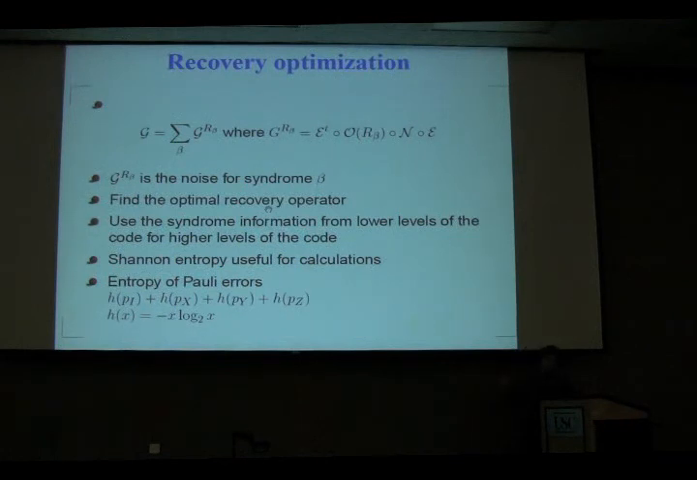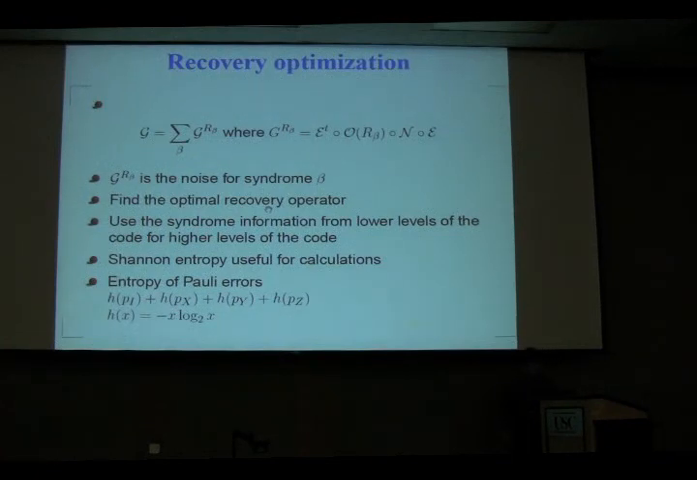At the top level of the code, what I could do is delay optimization to the top level of the code, and then it's pretty trivial to figure out the best recovery operator at the end. So what this allows me to do is get much better thresholds than if I'm not doing any optimization. Let's say for the 7-1-3 code, I always had the same error recoveries no matter what at each level, and did not use the previous information.